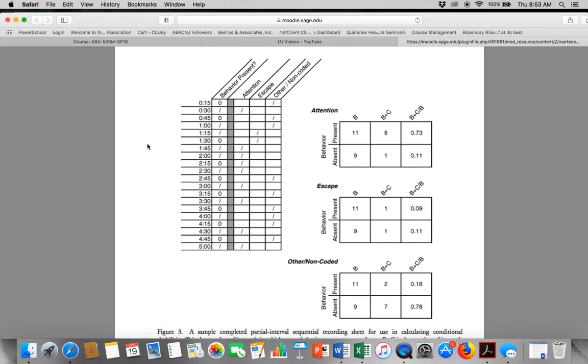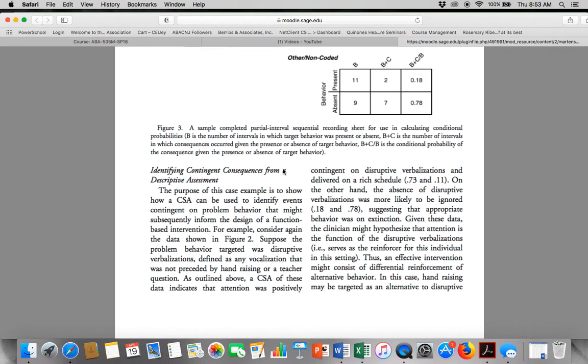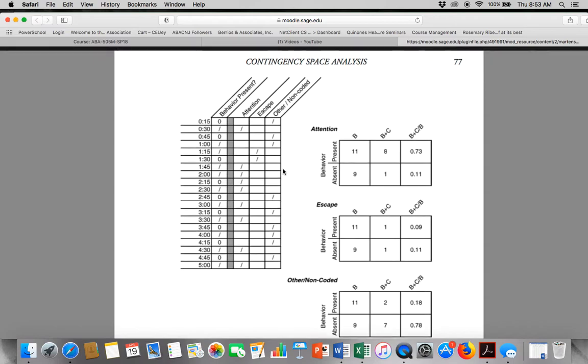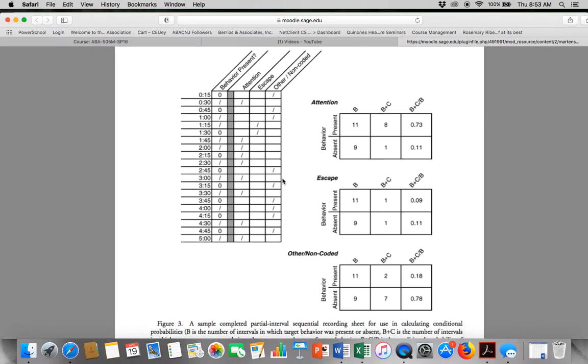Hello everyone. Today we're going to be reviewing how to perform a contingency space analysis as well as how to graph the results of this. To be doing this, we're going to be looking at the Martins et al. article from 2008. We're going to be using the data presented on page 77.